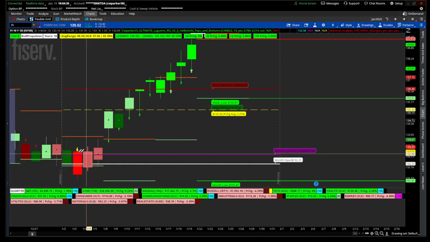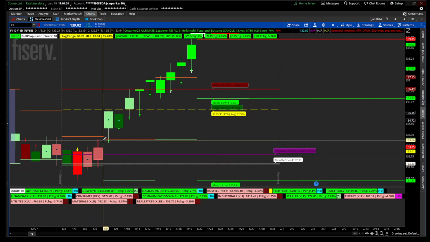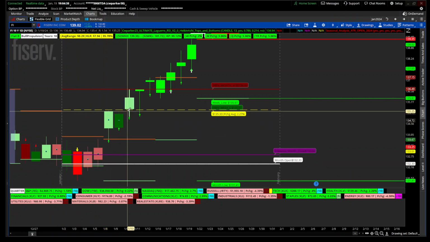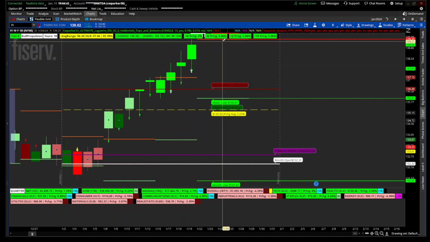It was caught up in this little range right here when the month started out, and it broke out from there. You can see from that previous week high, it pushed up above and it's still going. So for the month, it's up 5%.